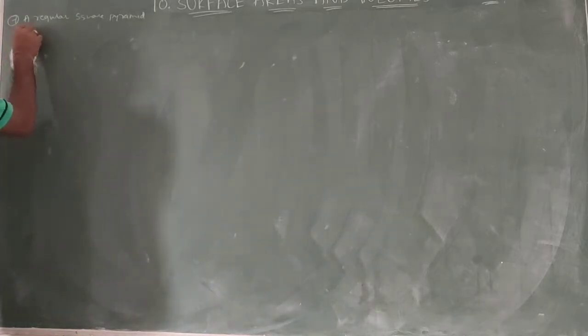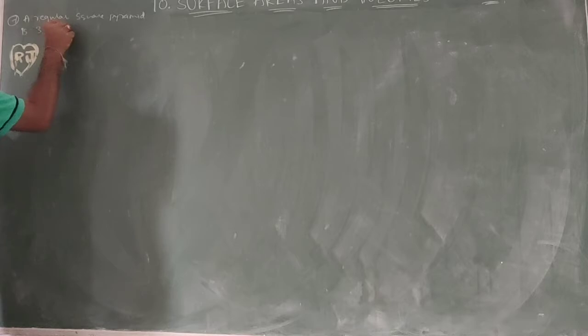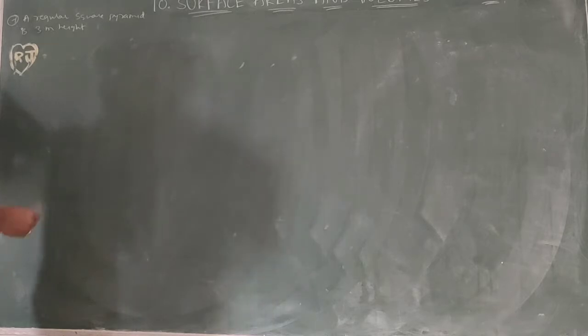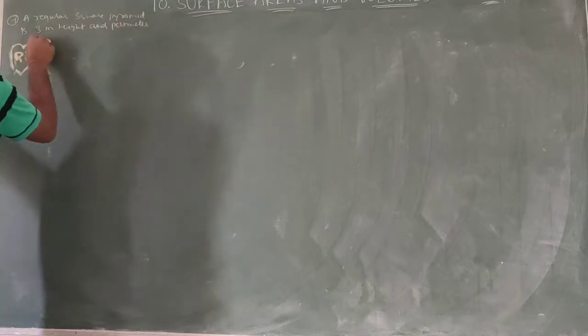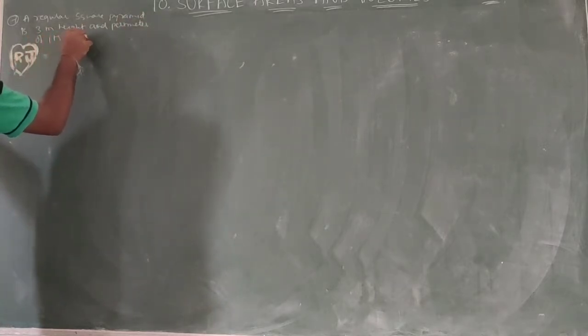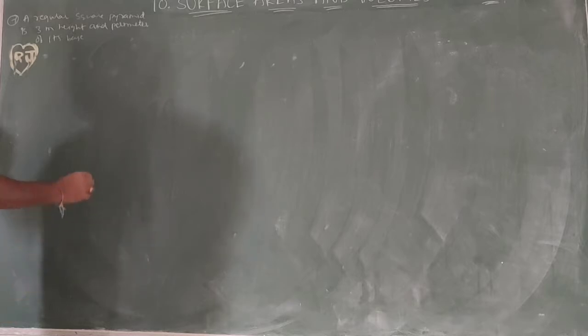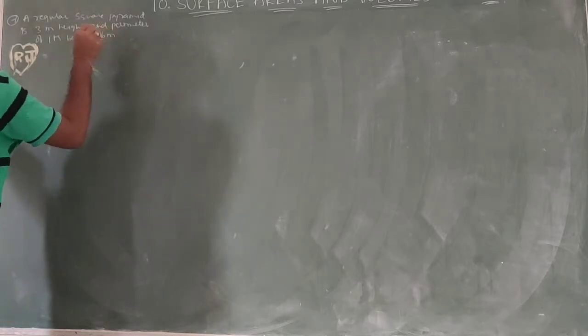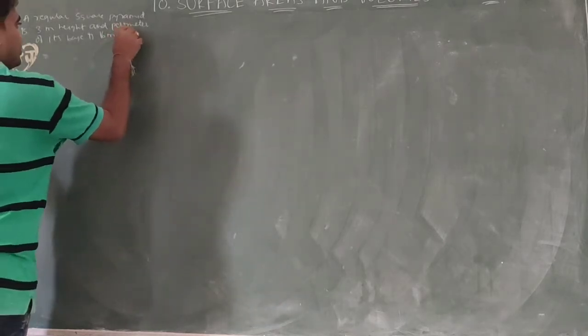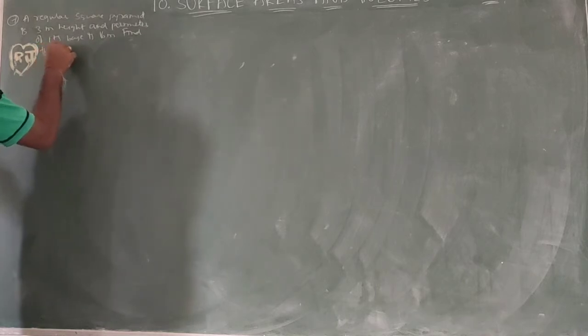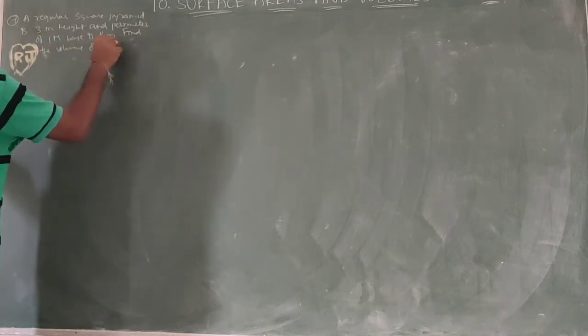A regular square pyramid is 3 meters high, and the perimeter of its base is 16 meters. Find the volume of the pyramid.